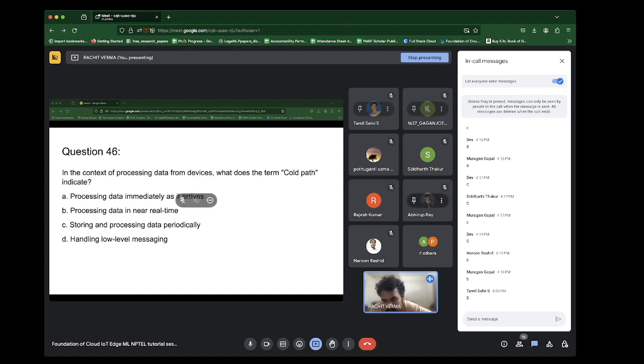So what does the term cold path indicate? Immediately, storing, processing data periodically. Any other responses?